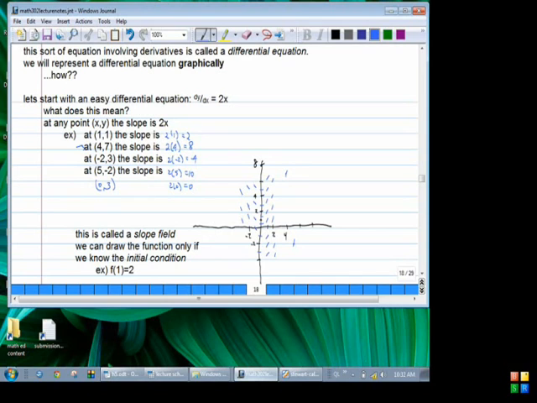It tells us that the solution should include which point? x equals 1, y equals 2. So it should include the point (1, 2).